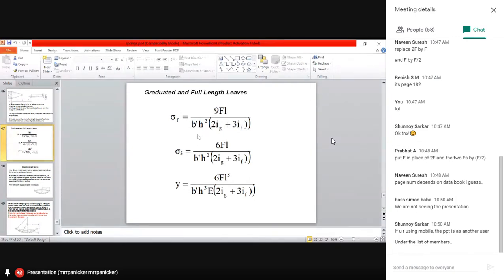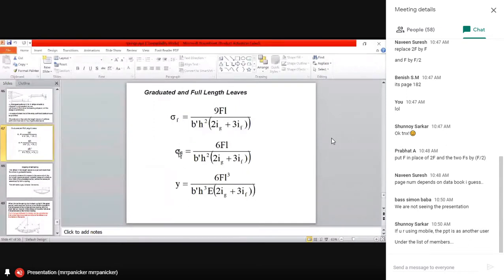And B dash is the width of the spring plate, and H is the thickness. You have two more parameters: IG and IF. IG means number of graduated leaves, and IF means number of full length leaves. So I means number of leaves, suffix G for graduated leaves, suffix F for full length leaves.